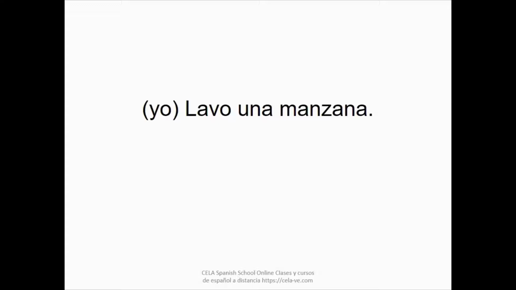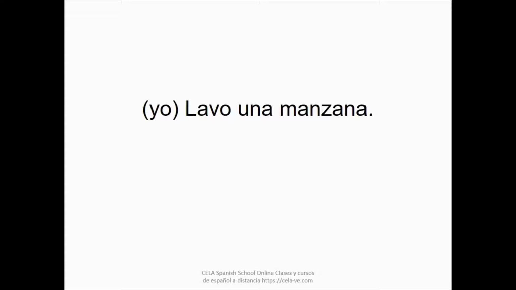In the case of the third persons, él, ella, usted, ellos, ellas, and ustedes, we must indicate the pronoun or the subject of the sentence since there are several possibilities for the same verb form. Lava can be él, Juan, ella, usted, etc.